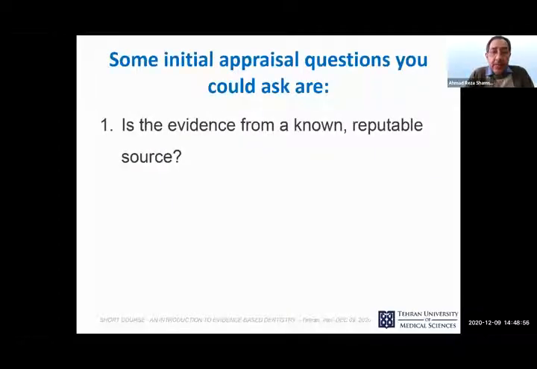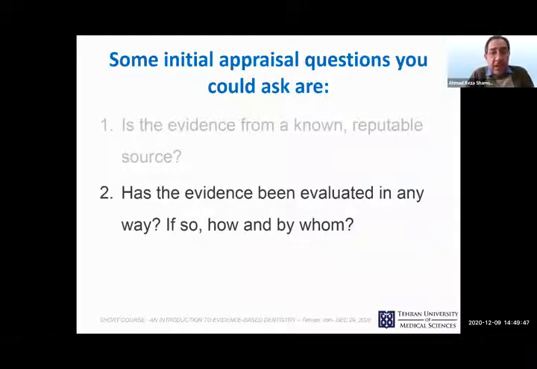Okay, here are some initial appraisal questions you could ask for every piece of evidence. I mean, observational studies, guidelines, systematic reviews, randomized controlled trials, and so on. The first one: is the evidence from a known, reputable source? As I mentioned, if you get your answer from a national guideline, it is both a known and reputable source for your practice. But if you find your answer in PubMed or Medline, the answer is no.